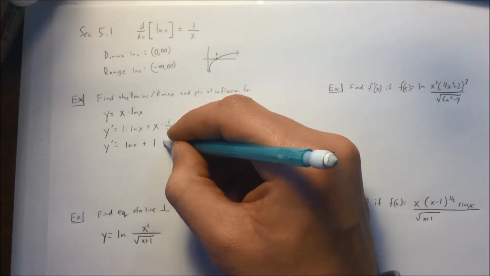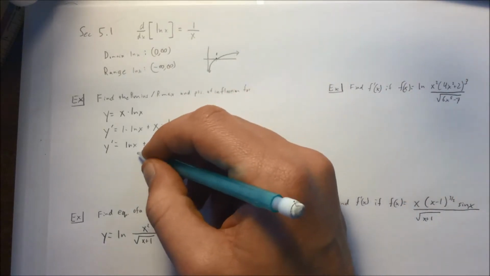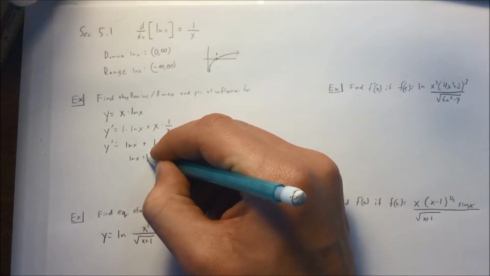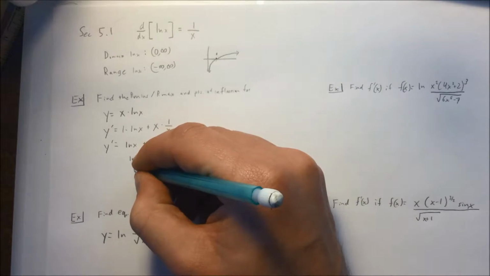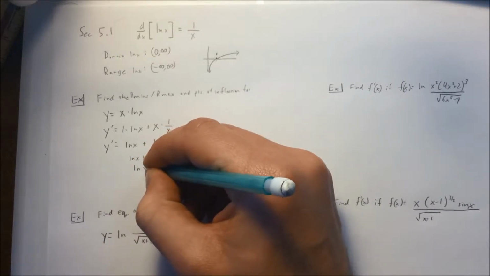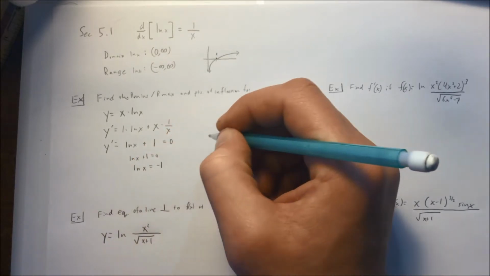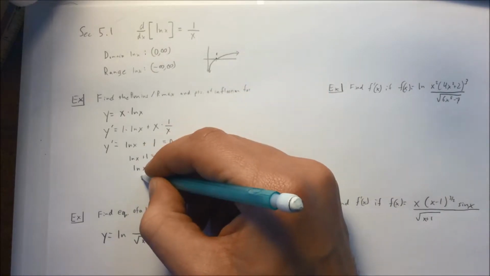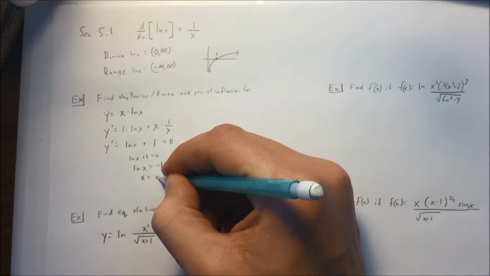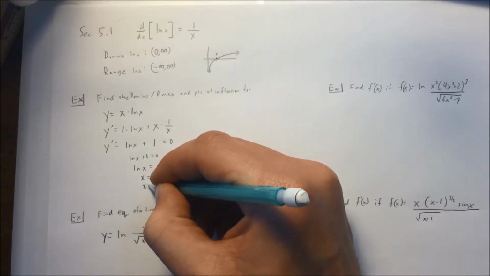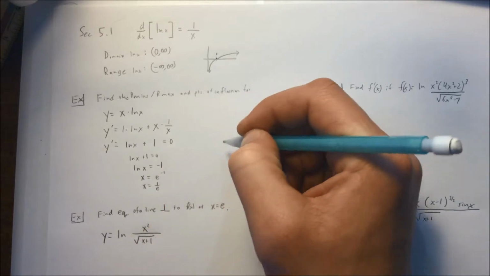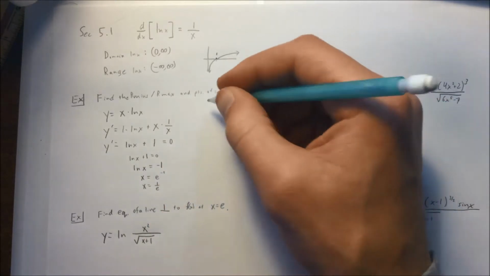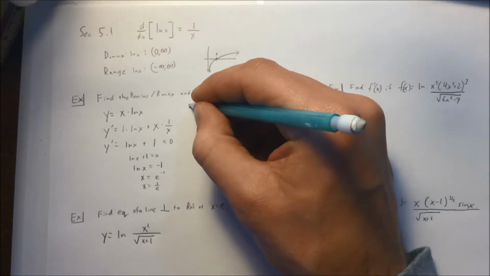So, got to find when there are any relative minimums and any relative maximums. To do that, I have to set it equal to 0. So when does the natural log of x plus 1 equal 0? That's just like saying when is the natural log of x equal to negative 1. Now to get rid of this, I'm going to exponentiate both sides. So x is equal to e to the negative 1, also known as x is equal to 1 over e. Now, to check to see if this is a minimum or a maximum, I'm going to pick numbers on either side here.